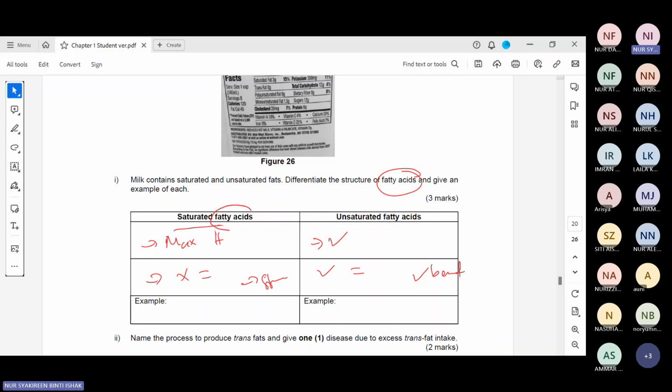So examples of fatty acid, as in the notes: for saturated fatty acid, you can have stearic acid or palmitic acid. And for unsaturated fatty acid, oleic acid and then linoleic acid. If for this question you answer butter, it is wrong. If you answer fish oil, it is wrong, because the question asks for fatty acid. So read the question carefully.